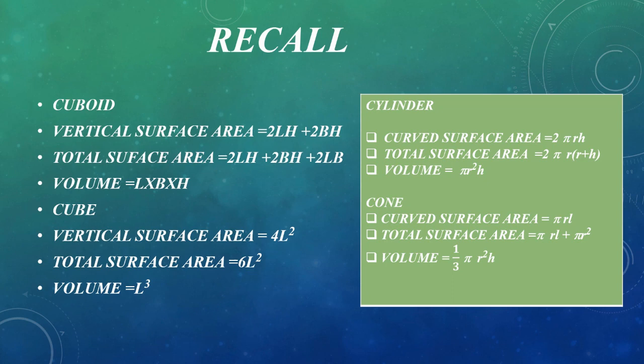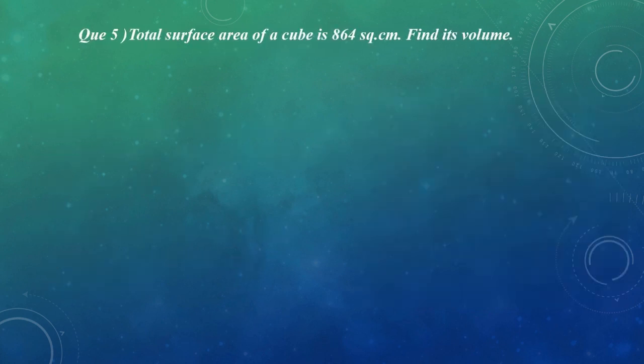We have also learned about cone. Curved surface area of cone is pi R L. Total surface area is equal to pi R L plus pi R square. And volume of cone is equal to 1 by 3 pi R square H. We have also learned about sphere, and volume of sphere.